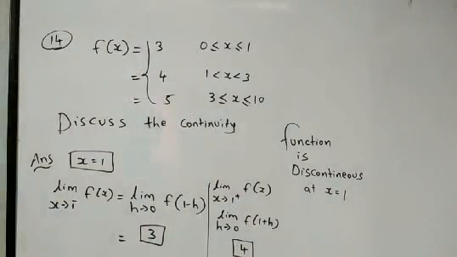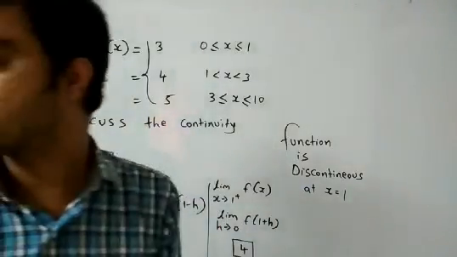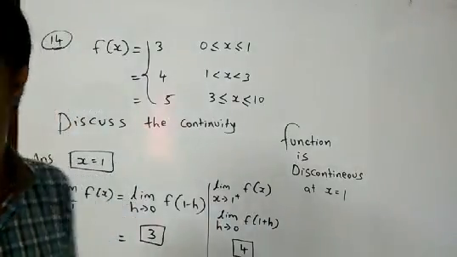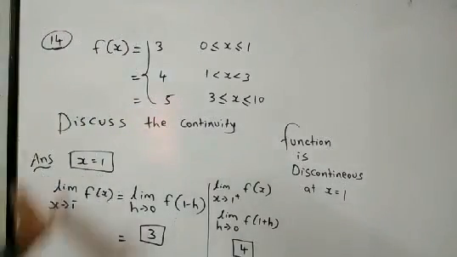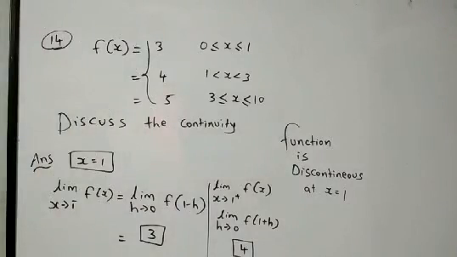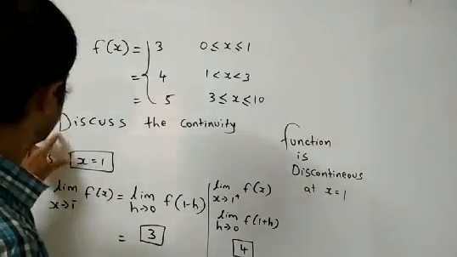Same way you check for x equal to 3, you will get it is discontinuous, ठीक है. You check it for x equal to 3, you will get the answer that function is discontinuous at x equal to 3. Okay, I hope so it is clear. Any confusion?